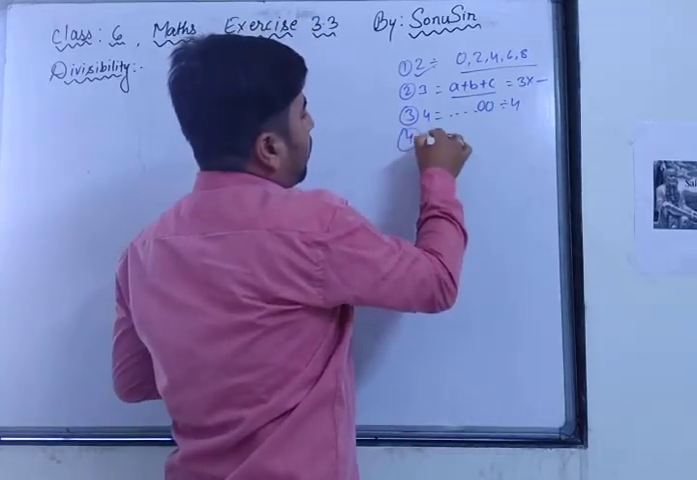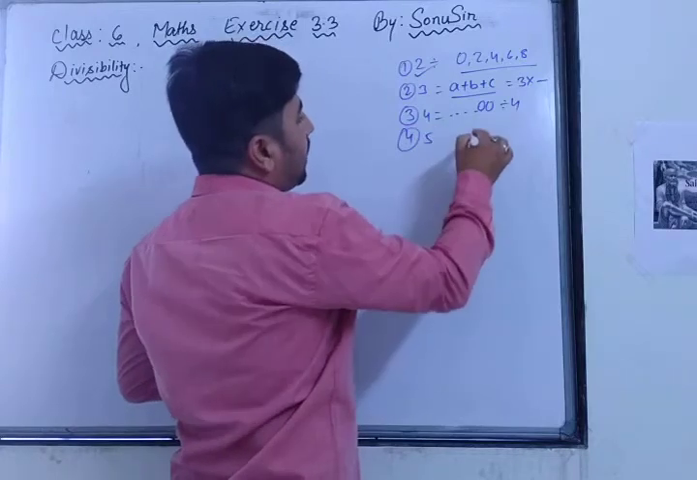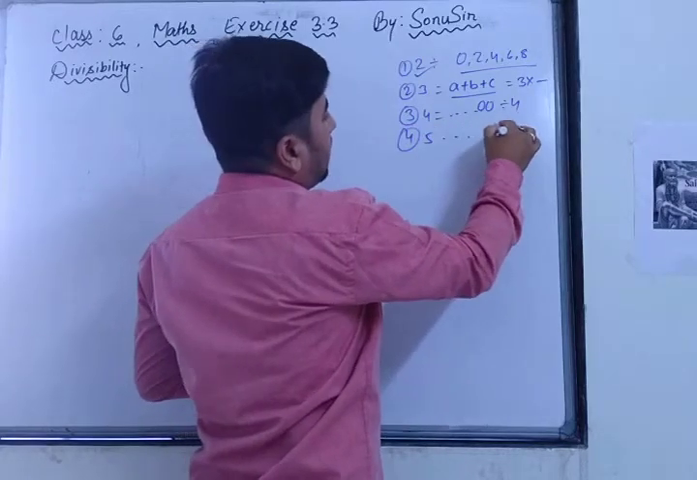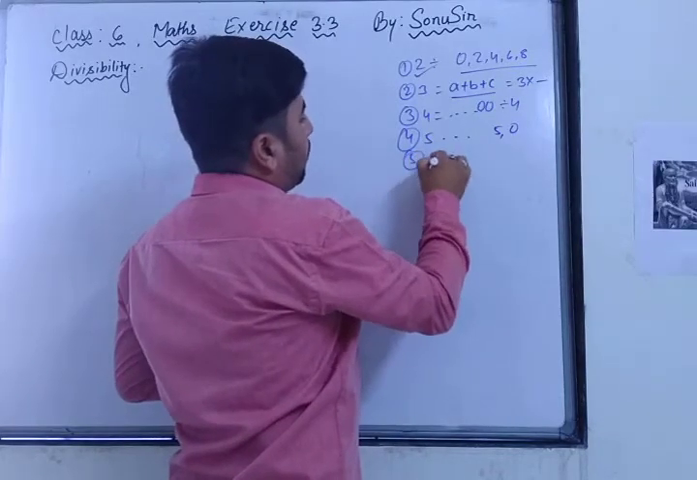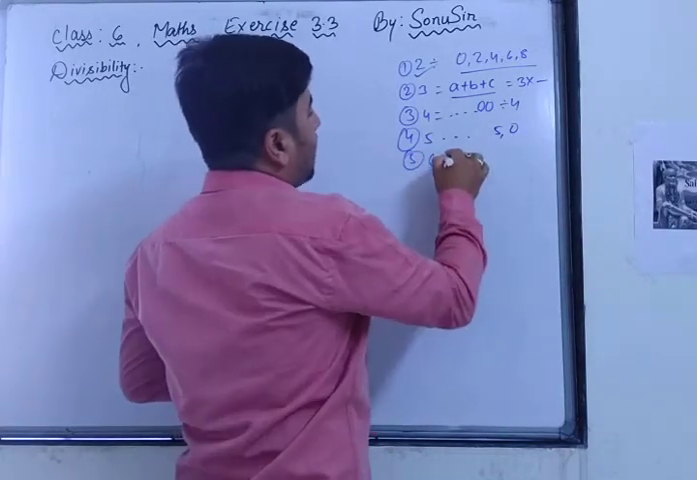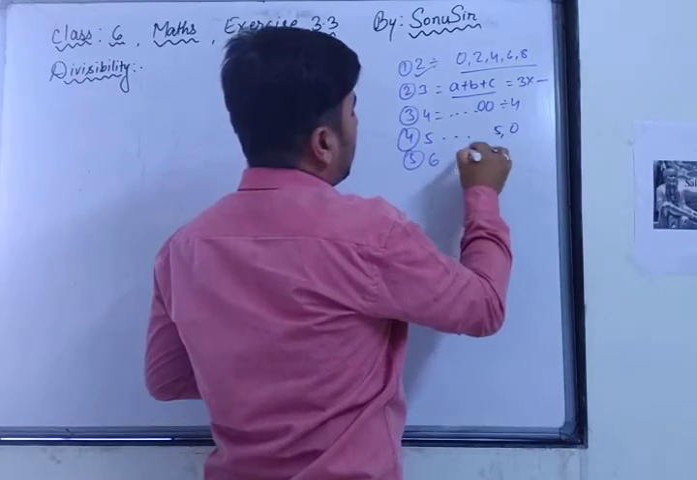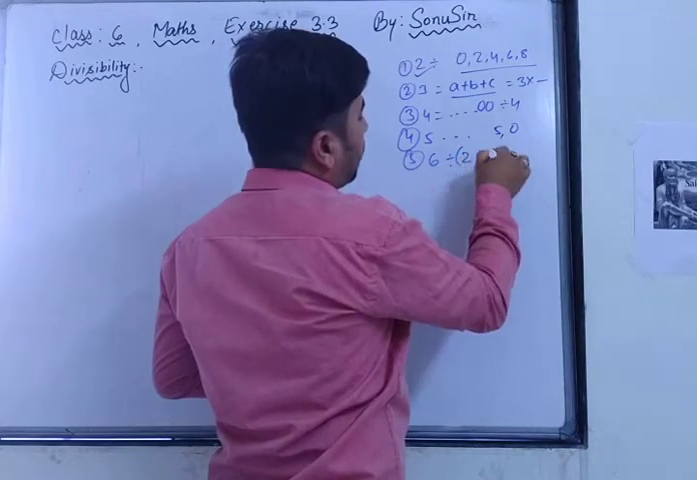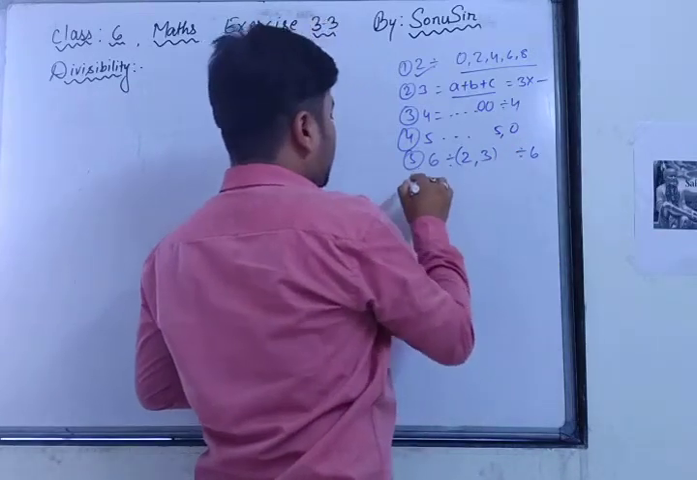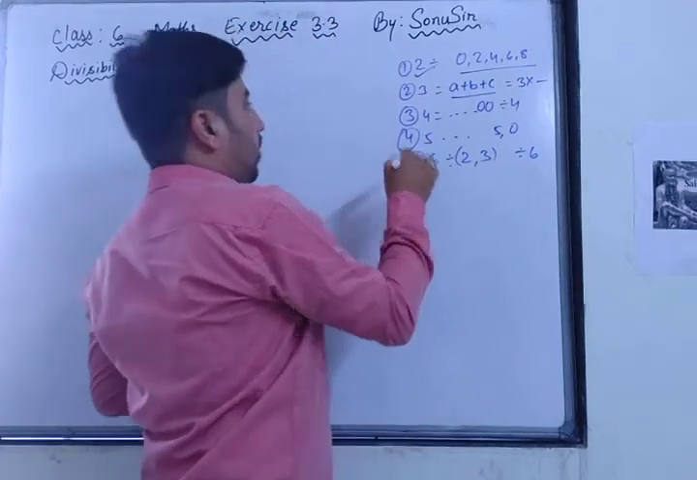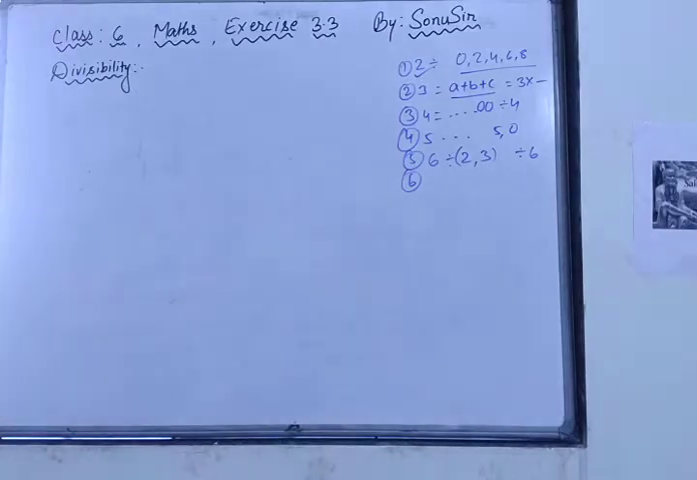After that I informed you about divisibility by 5: either 5 or 0 must be on the unit place, right? And after that divisibility of 6. It must be divisible by 2 and divisible by 3, then that number is divisible by 6 also. Right? Have you got it or not? All these things I informed you in the previous video.